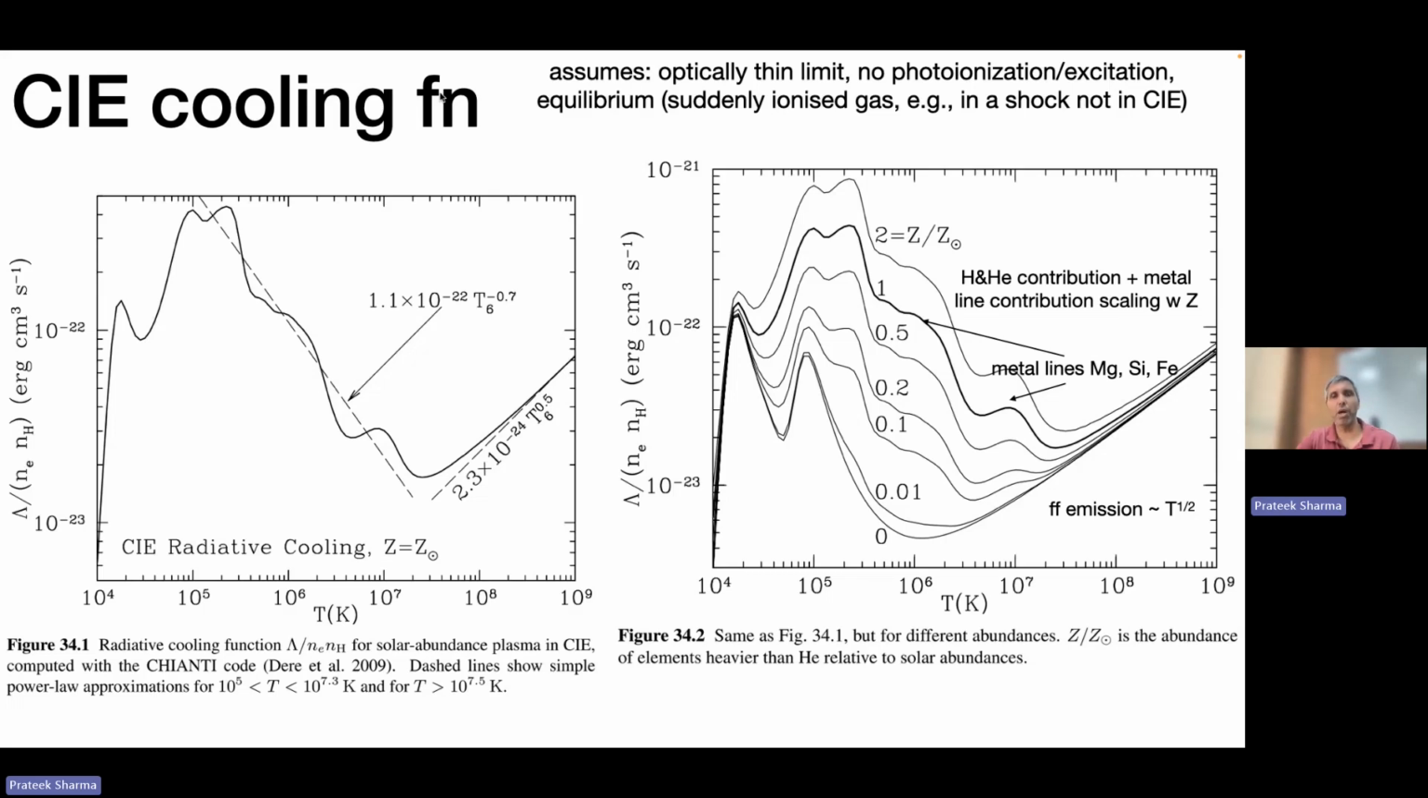Now we are going to talk about cooling and heating of the hot phase. So we talked about the 10^4 Kelvin phase, H II regions. We talked about the neutral phase, 100 to 2000 Kelvin gas. What about 10^6 Kelvin gas? I told you there's a lot of gas in the ISM which is at 10^6 Kelvin.